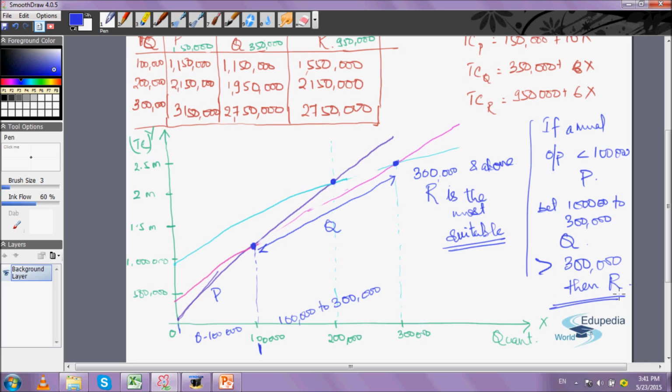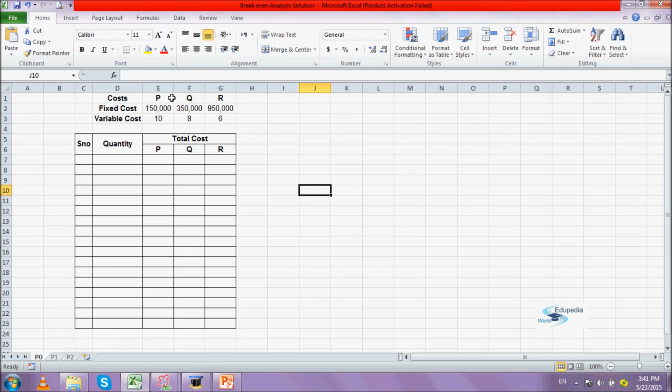Alright, so this way the graphs can help us. The concept of break-even analysis can be made use of to get the values. Let's do this very quickly on an Excel sheet. Here we have the three costs for the three locations, fixed and variable cost. Okay, let's very quickly find the values for various quantities.